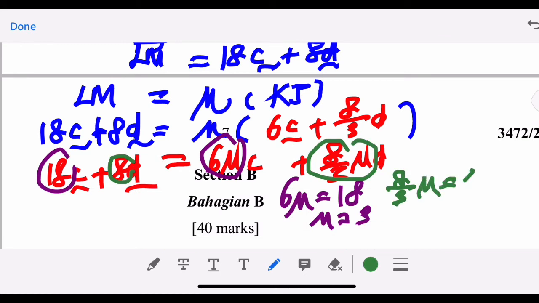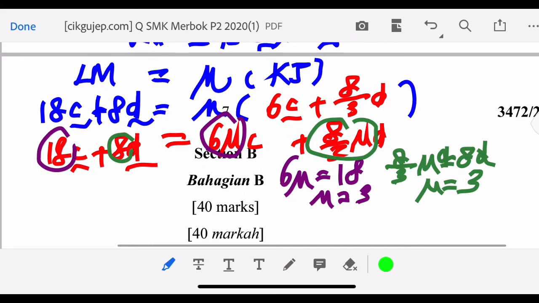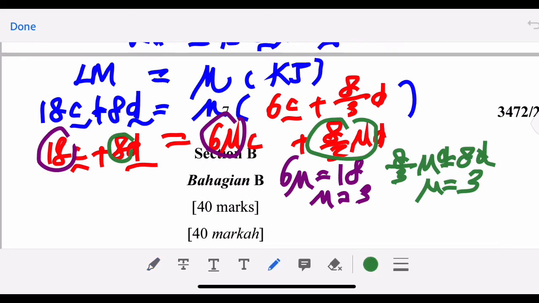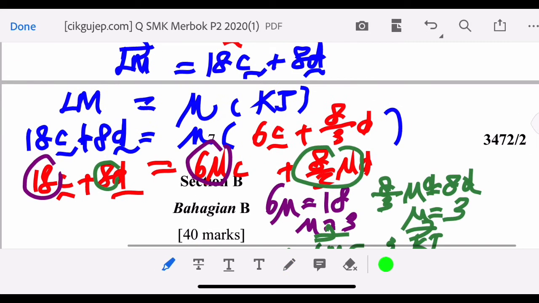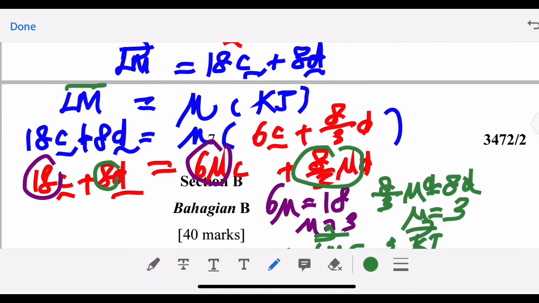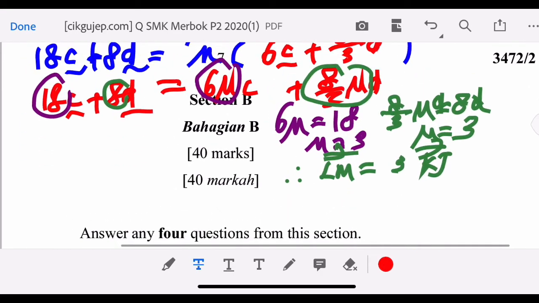So now 8 over 3 mu is equal to 8D. The D you can cancel out, no need to write, it's okay. So it seems you are having mu equal to 3 also. So hence, you are getting both constants are the same. You must do both, okay? Then you can say vector LM is actually 3 times of vector KJ.